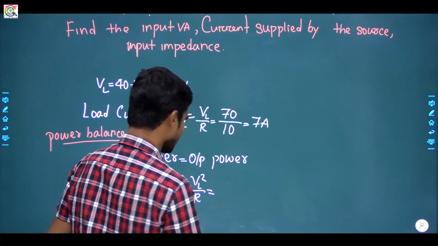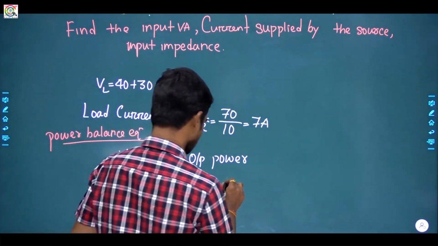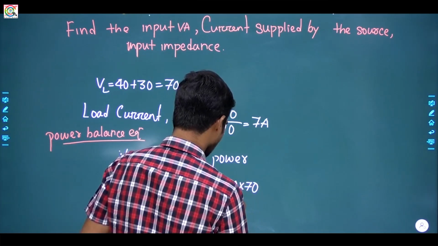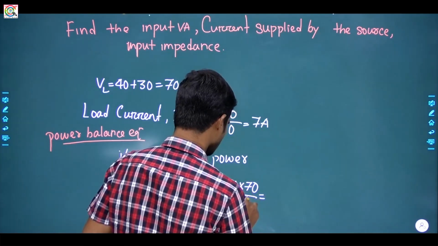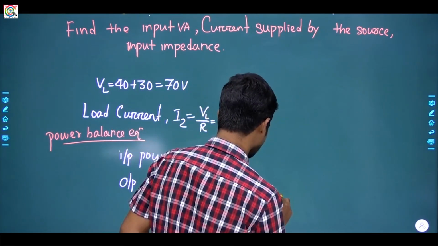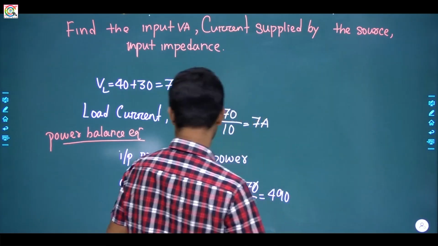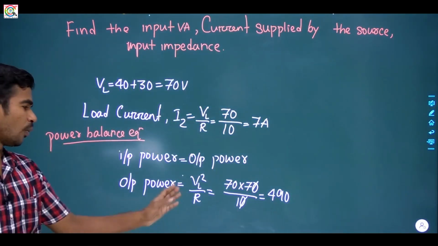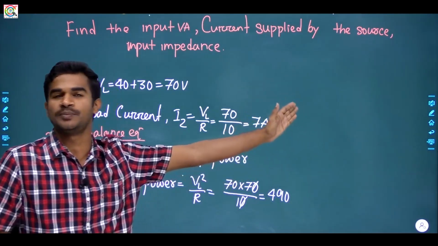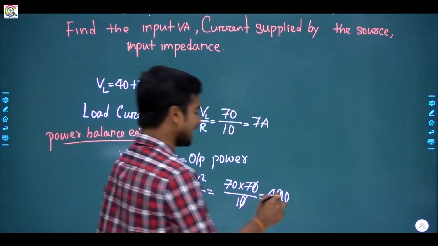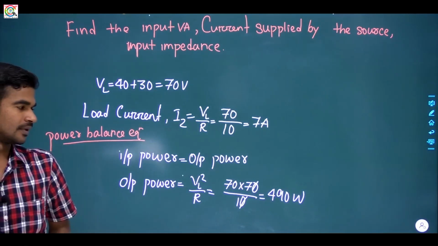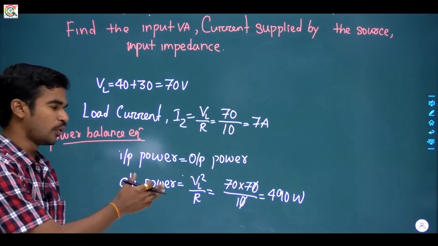So what is the value of VL? It is 70 square. And what is R? 10 ohm. So the zeros cancel out. It will be 7 sevens 49 and 0, so 490. Tell me what is the unit of this output power? Absolutely, it is a purely resistive load, so the output power will be 490 watt.